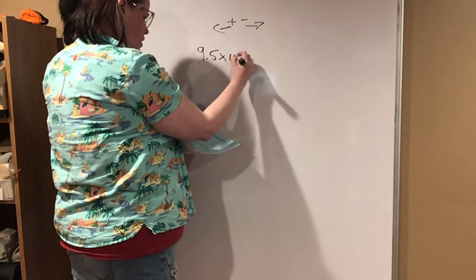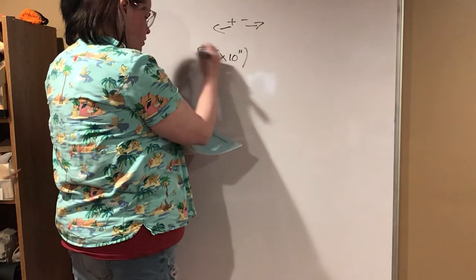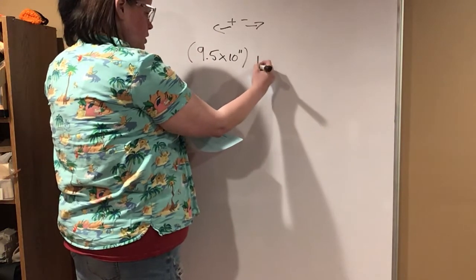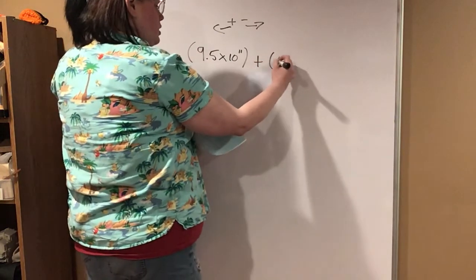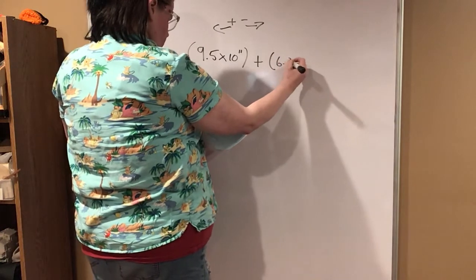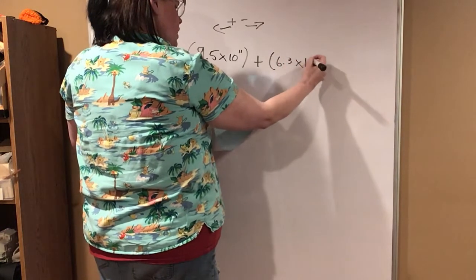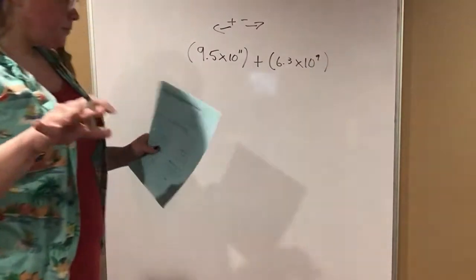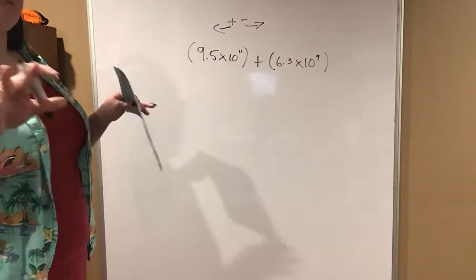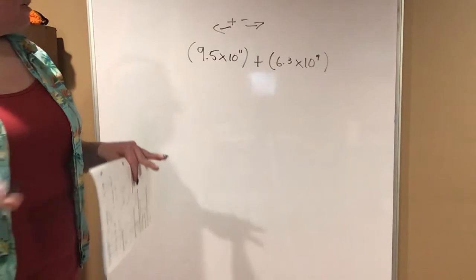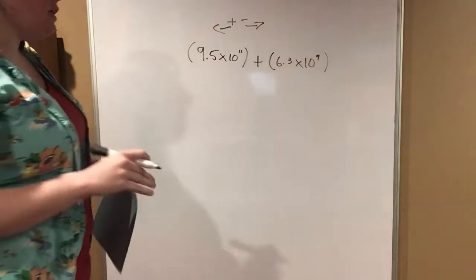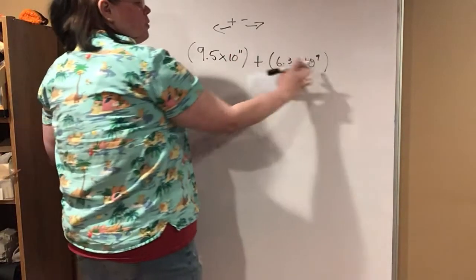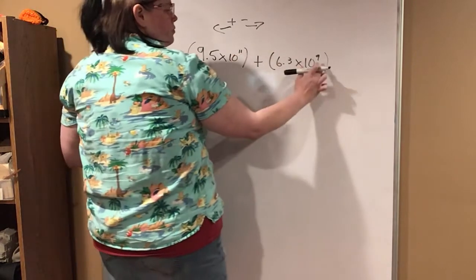So if we're given an equation kind of like this, we're given 9.5 times 10 to the 11th plus 6.3 times 10 to the 9th. When you are adding and subtracting scientific notation, the only way you can do that is if the exponents match.